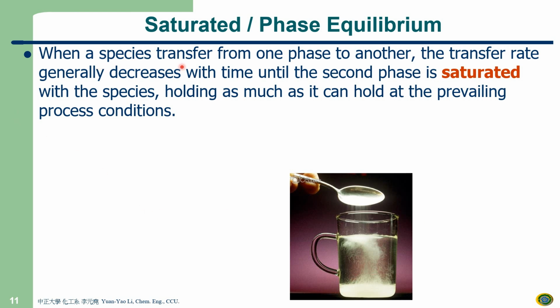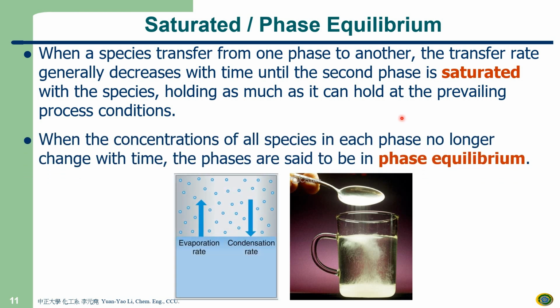So when a species transfers from one phase to another, the transfer rate generally decreases with time until the second phase is saturated. Okay, so this is phase 1, phase 2, liquid is phase 2. In phase 2, the sugar or the salt is saturated in water. That's what we say, with the species holding as much as it can hold at the prevailing process condition. Okay, that's what we call saturated.